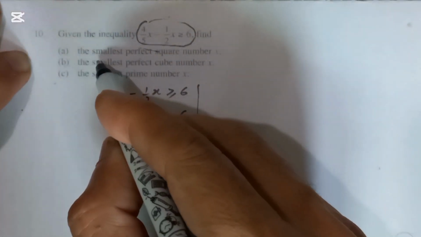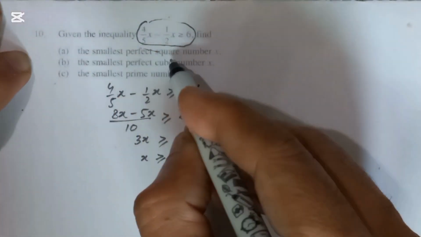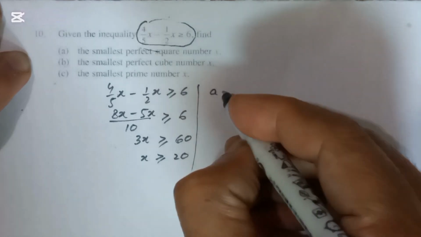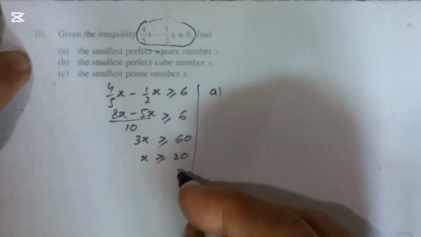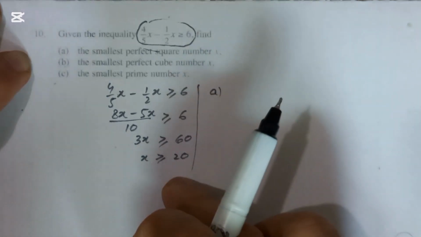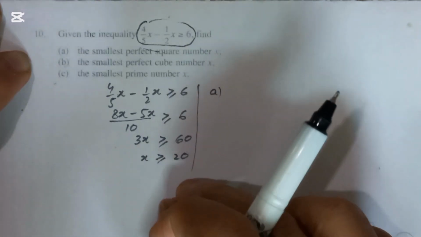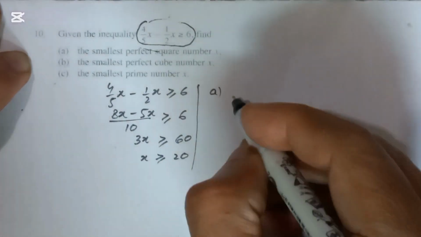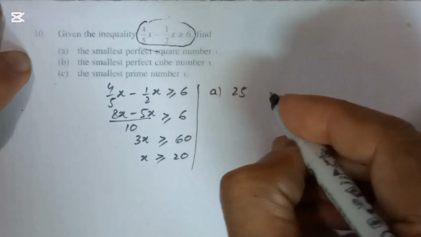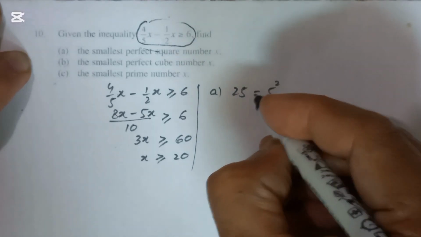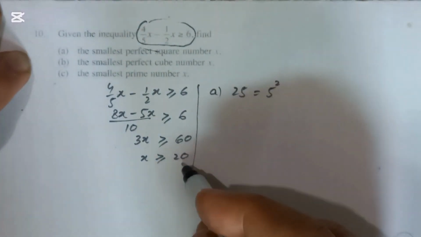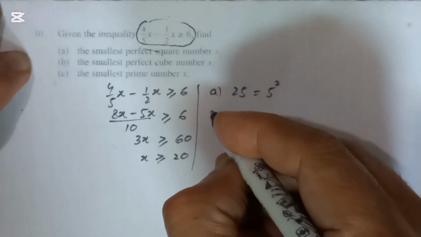So A's part is the smallest perfect square number. So the smallest perfect square number which is greater than or equal to 20 will be, 4 4s are 16, 5 5s are 25, so 25 will be the answer because this is the square of 5. So 25 is the A's part answer.